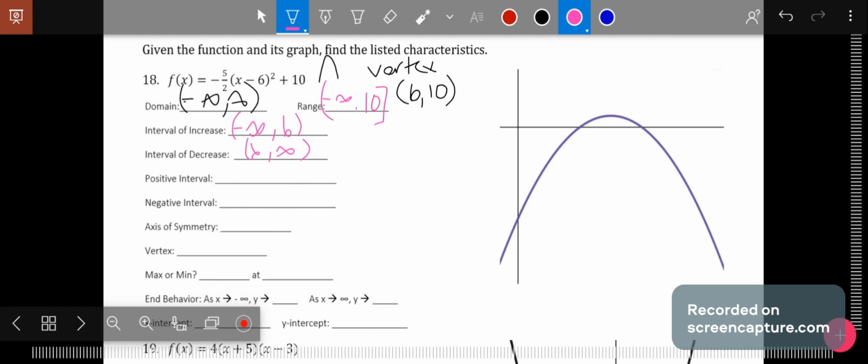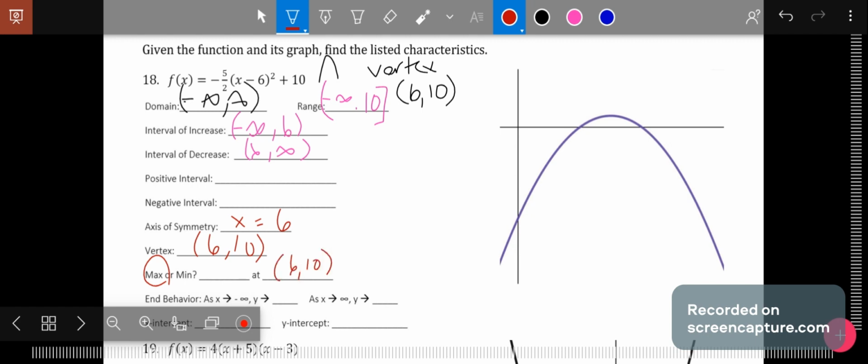I'm going to skip these two for right now and go down to the parts that we already have answered. Our vertex, we said, was (6, 10). The x value of the vertex is 6. We've also said that this is a maximum, and that is going to be at the point (6, 10).